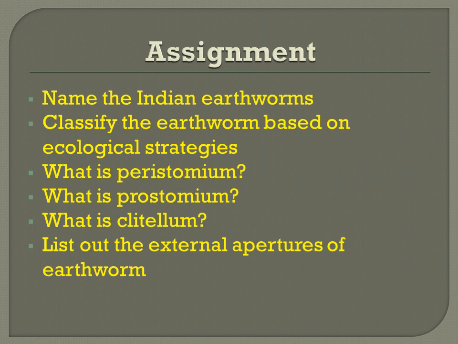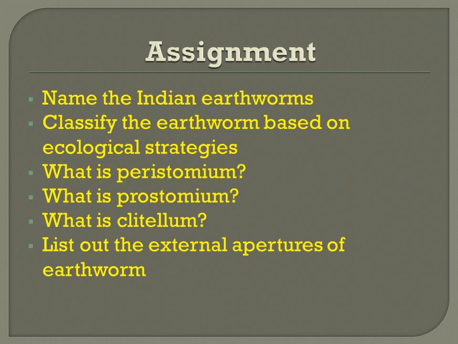Fine. And what is peristomium? It is the mouth of the earthworm. It is present in segment number 1. Then what is prostomium? It is one flap overhanging the mouth of the earthworm, right? And what is clitellum? The clitellum is a glandular thick region. It produces the cocoon. It is present in segments number 14 to 17 of the earthworm.